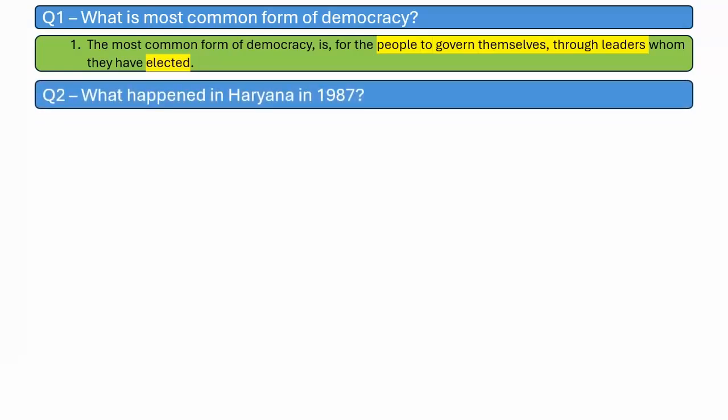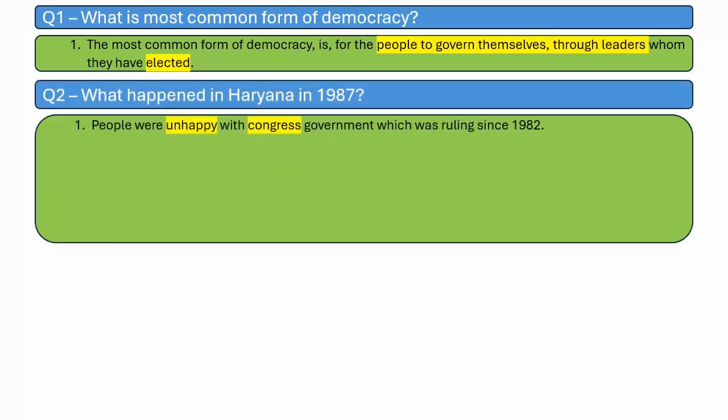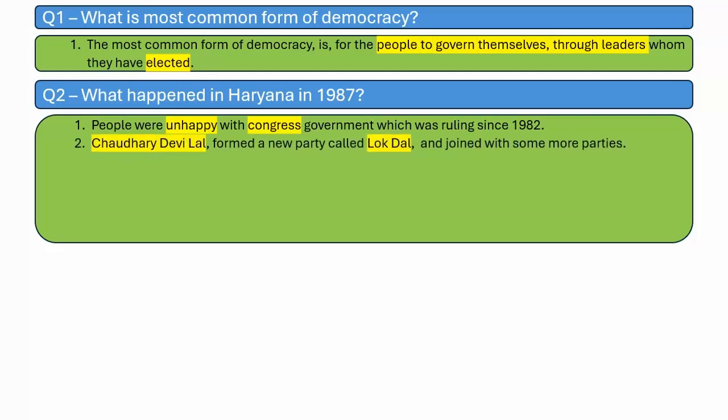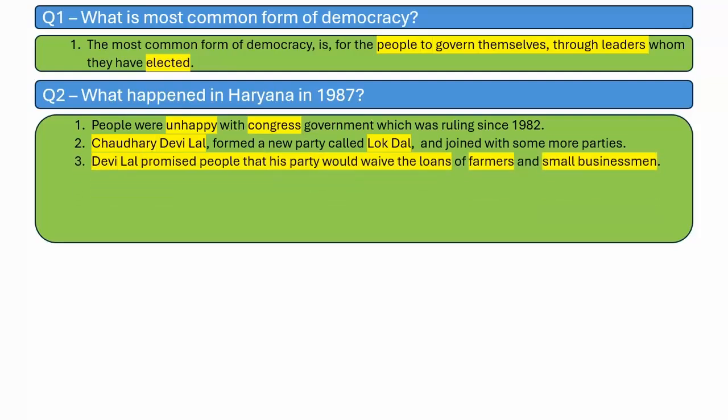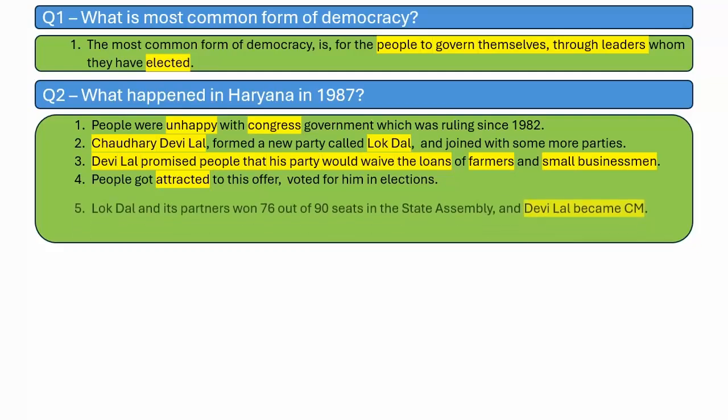What happened in Haryana in 1987? People were unhappy with the Congress government which had been ruling since 1982. Chaudhry Devilal formed a new party called Lok Dal and joined with some more parties. Devilal promised people that his party would waive the loans of farmers and small businessmen if his party came to power. People got attracted to this offer and voted for him in the elections.